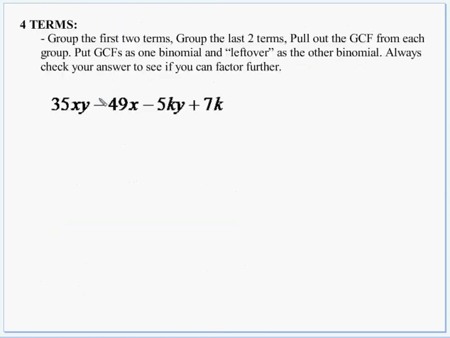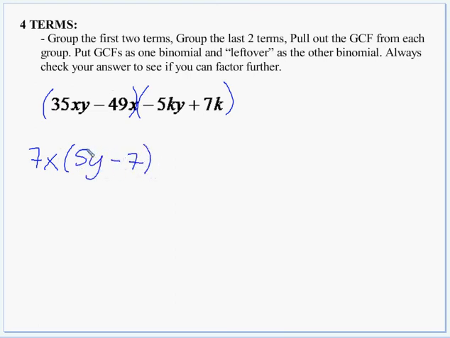Now in our 4 terms, you're going to group the first two, and then the last two. Make sure you include the signs with it. So we got 35xy minus 49x. You want to pull out the GCF for this one, which is going to be 7x. So we'll have left over 5y minus 7.